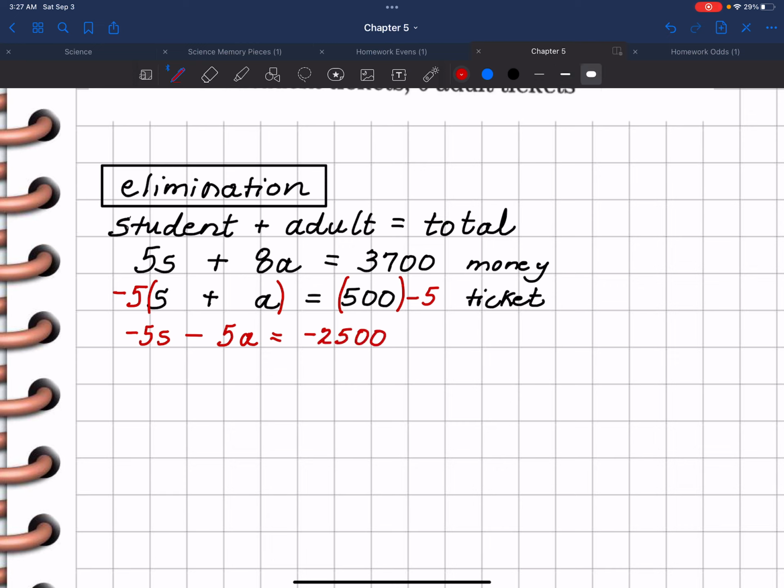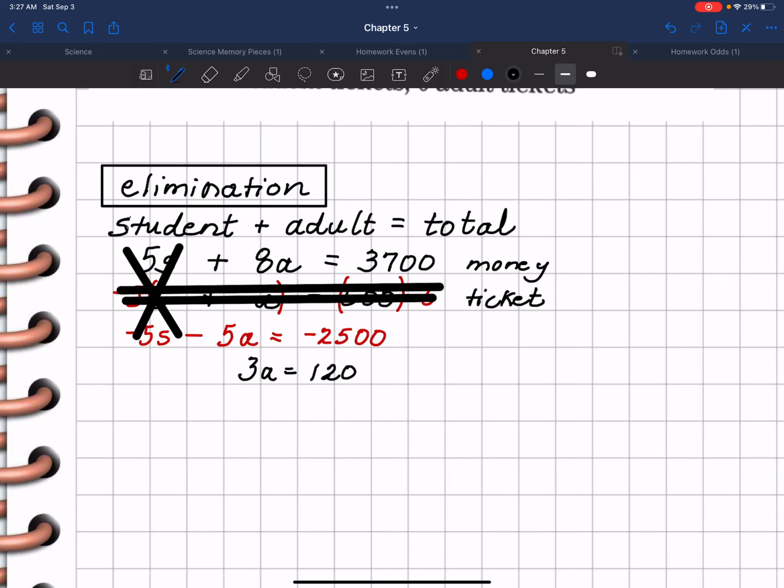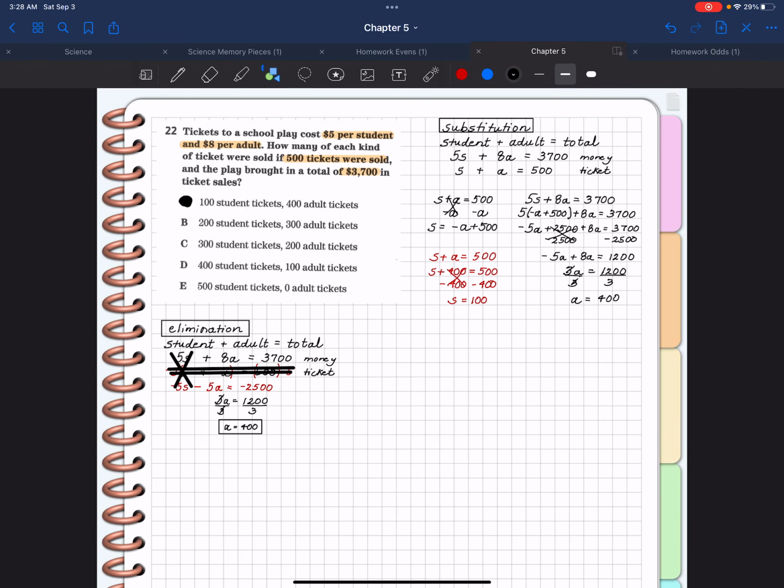And then once you've got that, you can get rid of this section. Okay? So then you're going to cancel your S terms. The student terms just cancel away. And you're left with 8A minus 5A, that's 3A, equals 1,200. And look at that. Adult is 400. Just like we got in the first one there.